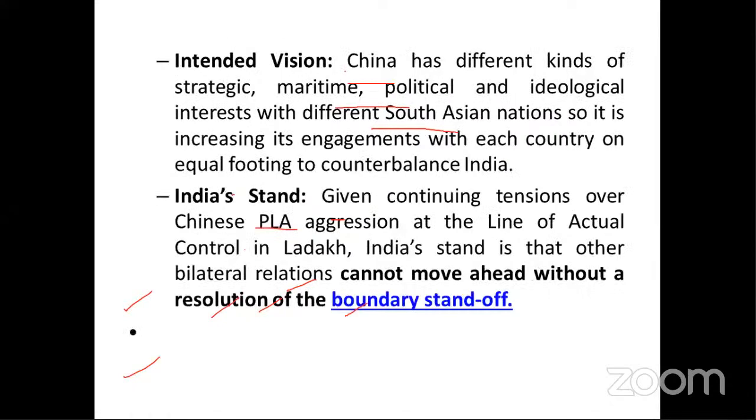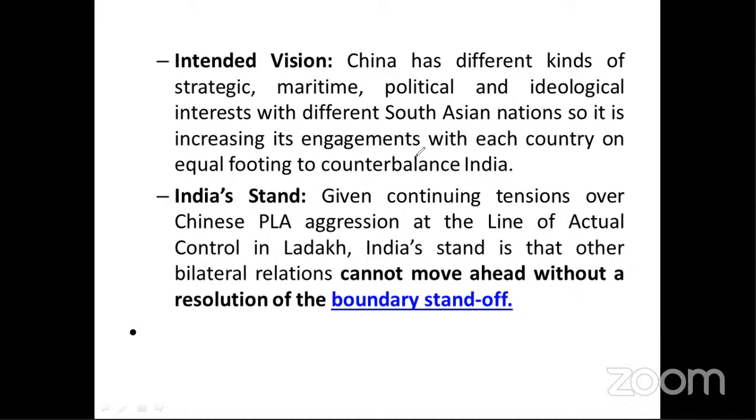So what is the main vision? China has different strategic, maritime, political, and ideological interests with different South Asian nations, so it is increasing its engagement with each country on equal footing to counterbalance India. Now this is the main purpose. Actually, China wants to counter India, and those countries sharing a border with India, like Nepal, Bangladesh, Sri Lanka, Myanmar, and Pakistan. These are the countries sharing a border with India.